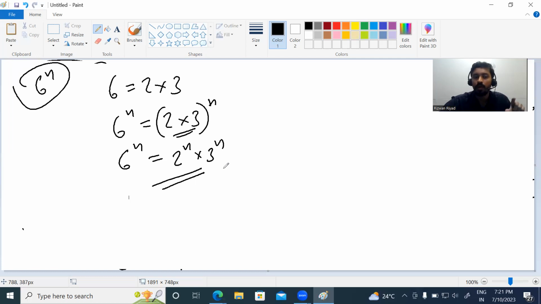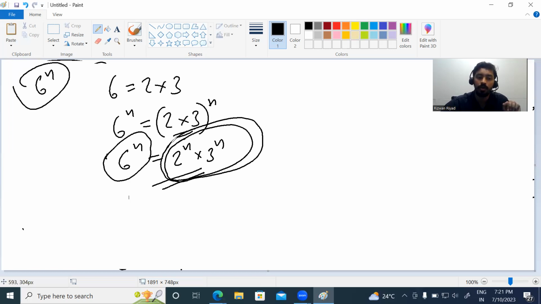If 6 raised to n is ending with 0, then it should be divisible by 5. If it is divisible by 5, then we have to find 5 in its prime factorized form. But look here, this is the prime factorized form: 2 raised to n multiplied by 3 raised to n. Can you see 5 here? No, only 2 and 3. You cannot find 5 in the prime factorized form of 6 raised to n. We have only 2 and 3.